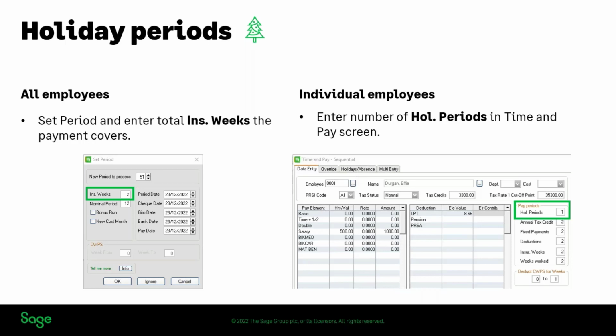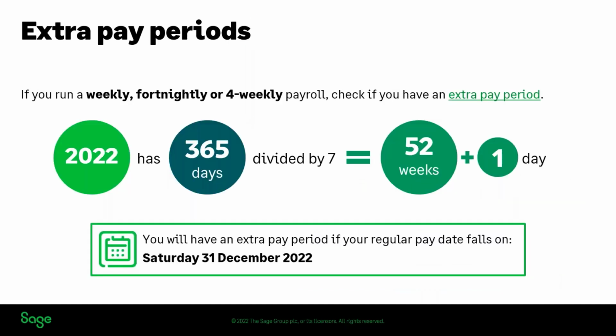Now, you've seen I mentioned extra pay periods as one of the scenarios where you wouldn't use a holiday period. So let's just explain in a bit more detail what an extra pay period is. First of all, it would only ever affect you if you run a weekly, fortnightly, or 4-weekly payroll. So if you're paying monthly, bi-monthly, or quarterly, there wouldn't be an extra month in the year.